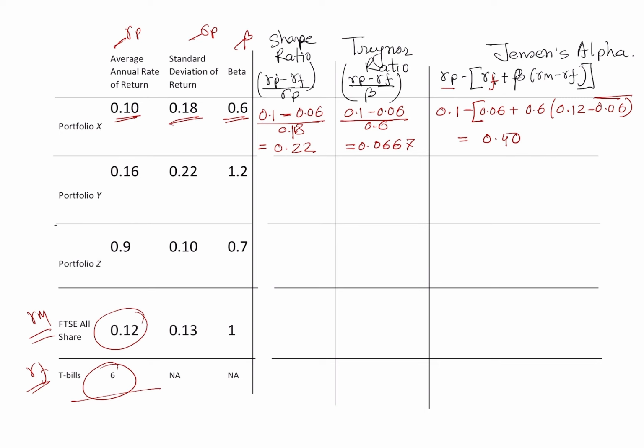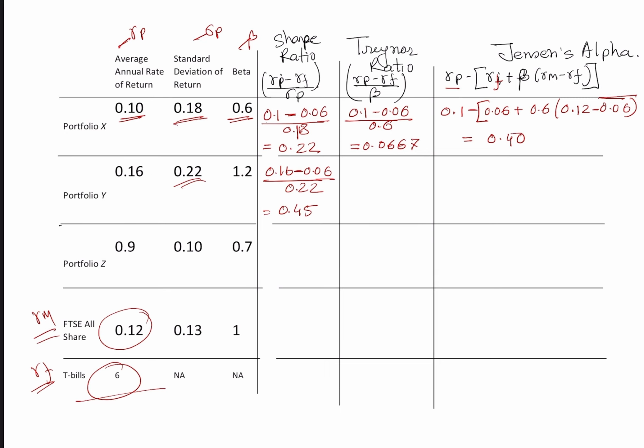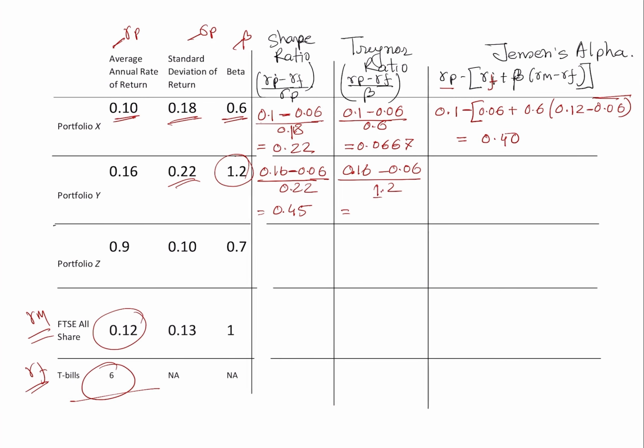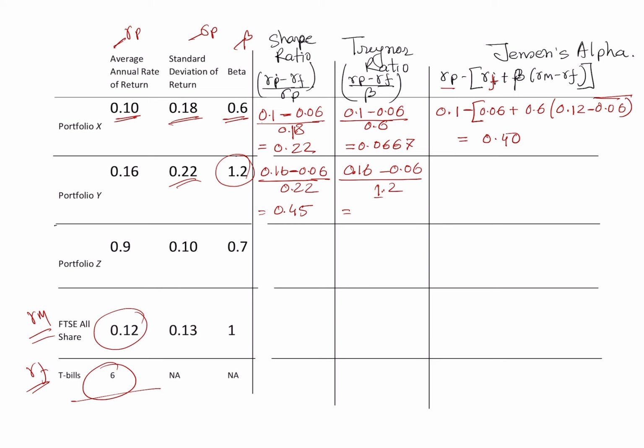So let's do the same for portfolio Y. We got 0.16 minus 0.06 divided by 0.22. And if we do this calculation, we get 0.45. For the Treynor ratio, the numerator is the same, 0.16 minus 0.06, and the beta for this is 1.2. Because we're dividing by the larger value, that value will come down to 0.0833.